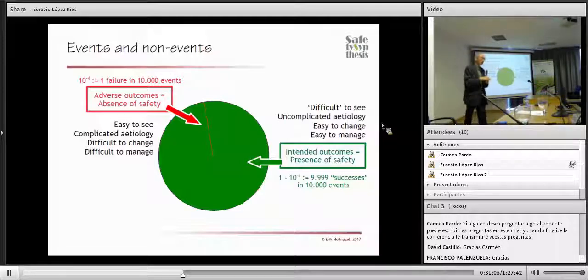What resilience engineering says, what Safety 2 says is, yes, this is fine. We should study accidents. Don't misunderstand. We should try and understand accidents. We should focus on them. We should analyze them. But we should also look at the green. Because these are the 9,999 times where things go well.